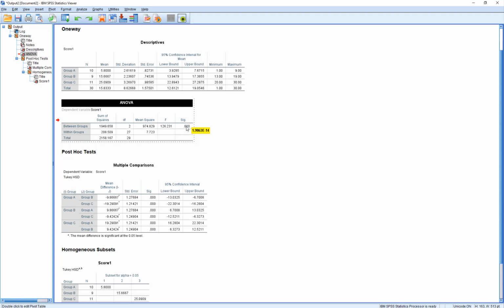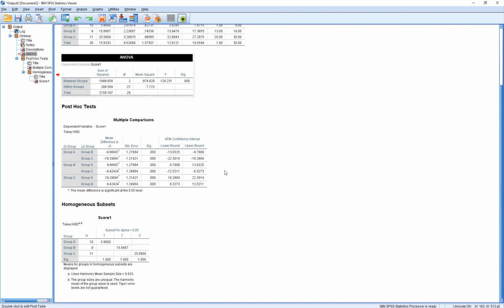It's a very small p-value, which tells us that there is a significant difference between Group A and Group B and Group C, but we don't know where that difference is. That is why we ran the post hoc to begin with.